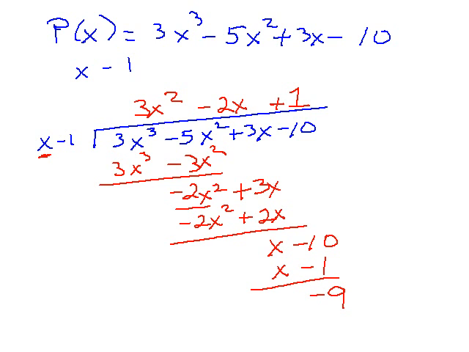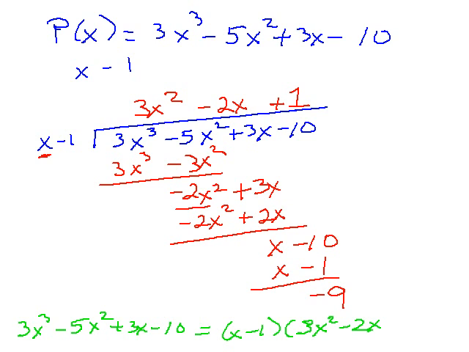And I could write this in the following form. 3x cubed minus 5x squared plus 3x minus 10 equals, and I will put the x minus 1. It's as though I factored out x minus 1, and that's sort of where we're going with this. 3x squared minus 2x plus 1, minus that 9, which is the remainder.